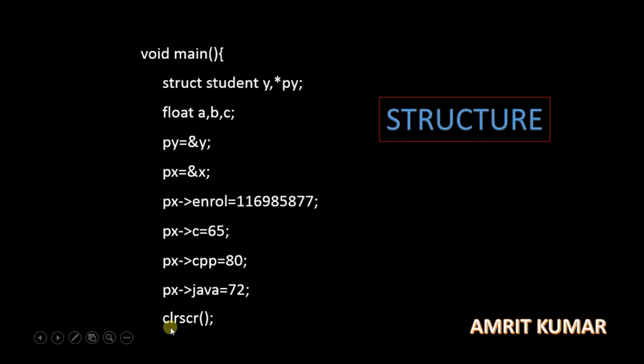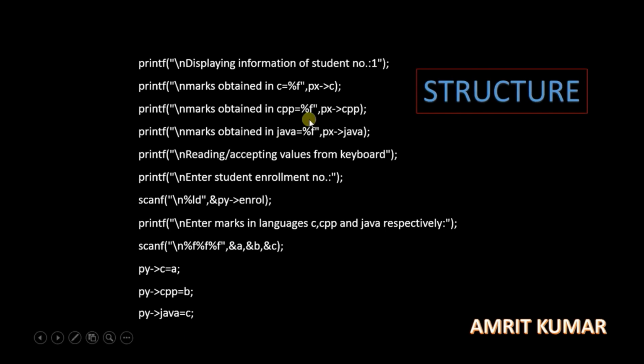After that I am using the clrscr function. Its work is to clear the screen. Then I am displaying this message and printing px of C, px of CPP, px of Java, using the concept of the pointer in the structure. Then I am displaying a message for reading and accepting values from the keyboard.